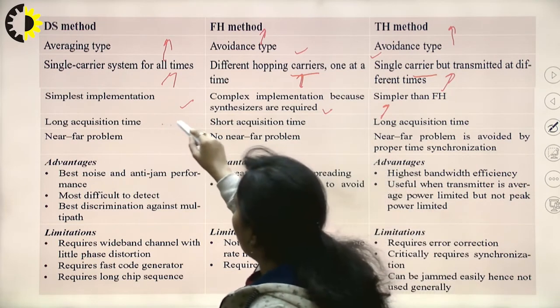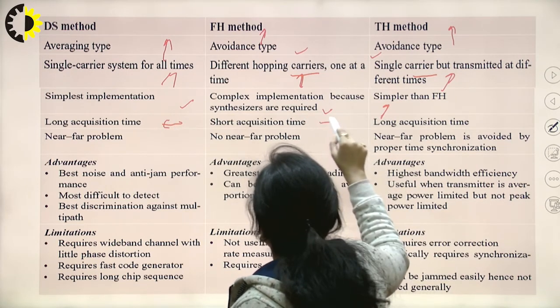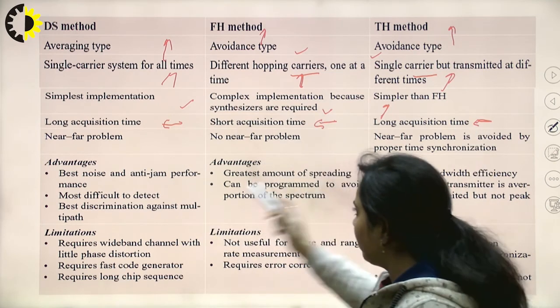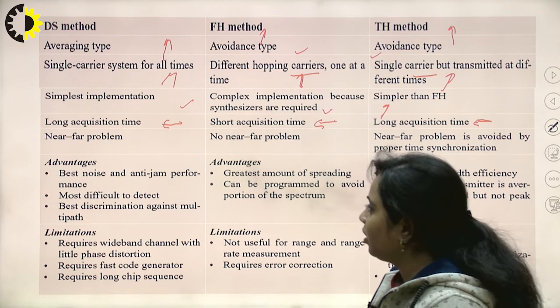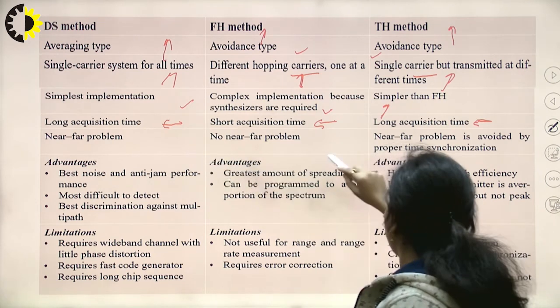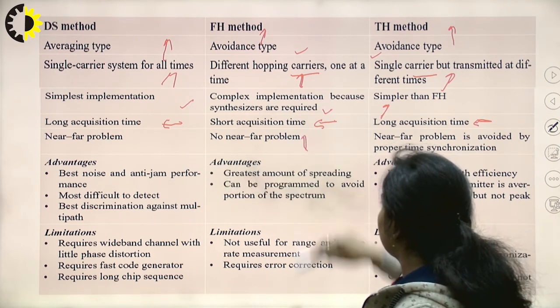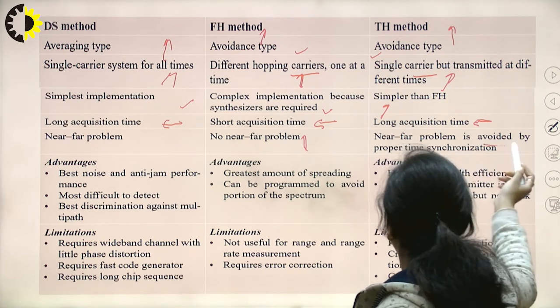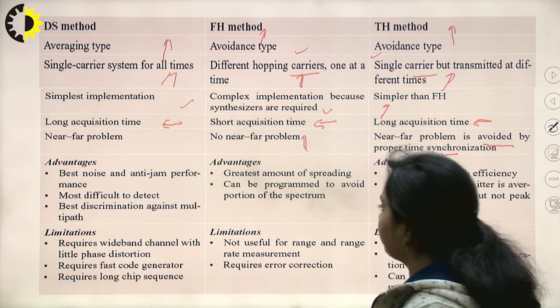Now this is a long acquisition system, this is a short acquisition system, and this is a long acquisition system. So these two are long acquisition, this is the short one. There will be a near far problem, and in this case this suffers from the near far problem. This will also suffer from the near far problem, but it is avoided with proper time synchronization.